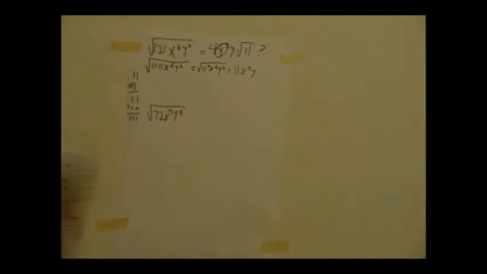Well, let's take a look at this next problem. This next problem can be kind of tricky. Why? We have an x to the 7th and y to the 8th. This x to the 7th is an odd power, right? It's an odd number, 7. So we're going to have to work this a little differently.